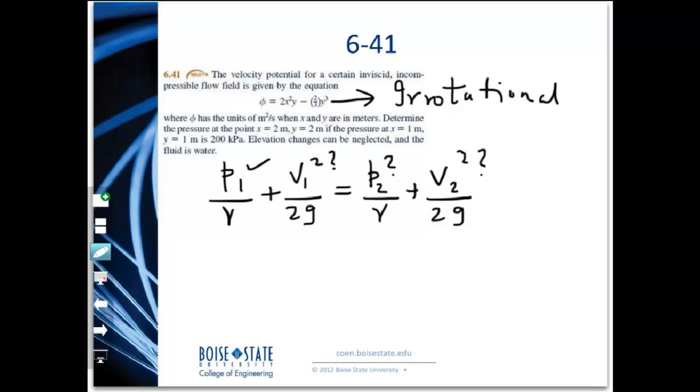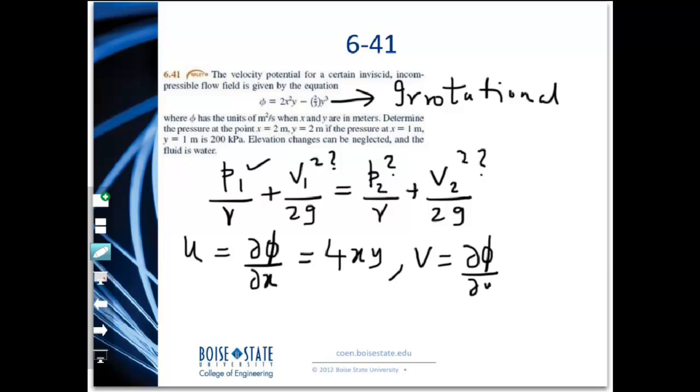The answer is we know, because we know the velocity potential. So we need to compute the u from the velocity potential, which will be given in terms of x and y, and similarly we compute the v component, which is 2x square minus 2y square.